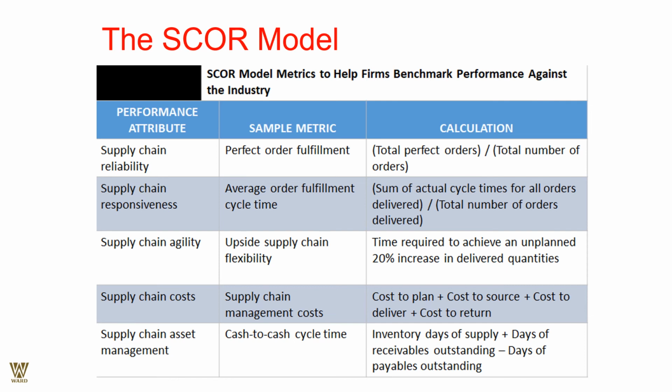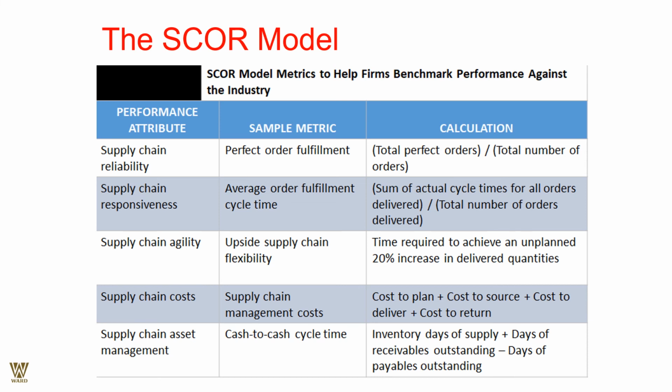So SCOR model metrics help the firm to benchmark against anything and everything. Let's say the performance attribute of supply chain reliability. What happens with the sample metric? The order fulfillment takes place, but in calculation, it is total perfect orders divided by total number of orders altogether. Total perfect orders means there are no returns, and total number of orders will have perfect orders plus the returns. Supply chain responsiveness is average order fulfillment cycle time. It is the calculation of the sum of actual cycle time for all orders delivered divided by total number of orders delivered altogether.